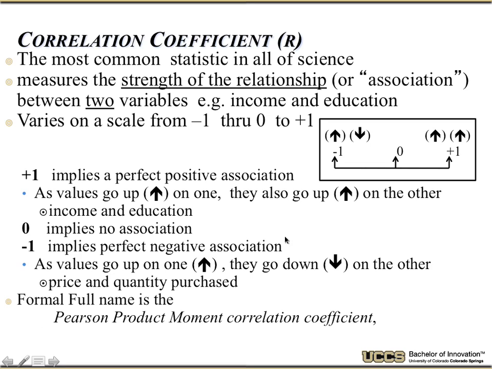Now the name correlation coefficient, if you actually go looking for it, you might find 5 or 6 different correlation coefficients. So the formal name for this one is actually the Pearson product moment correlation coefficient.